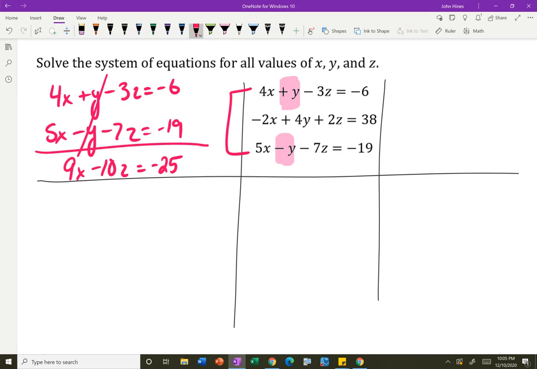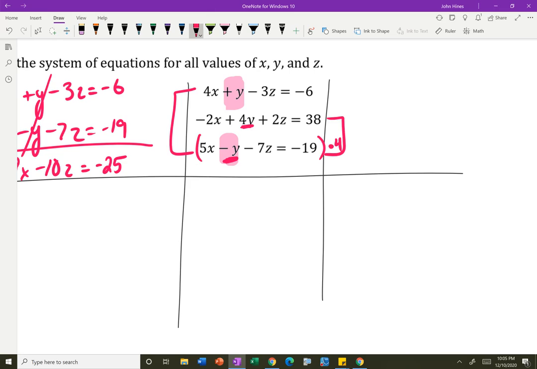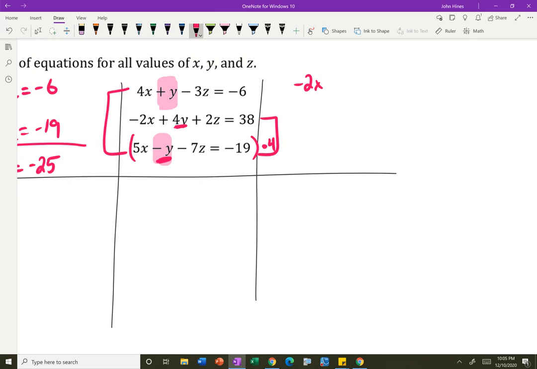I'm going to pick 2 equations again, but I have to get rid of y. I chose to get rid of y. I've got to get rid of y both times. So, well, this is a 4y. Could I make that a negative 4y? Well, we can if we multiply it by 4. I need to take that entire equation there and scale it up by a factor of 4. I need to scale this entire equation up here by a factor of 4. 20x minus 4y minus 28z equals negative 76.